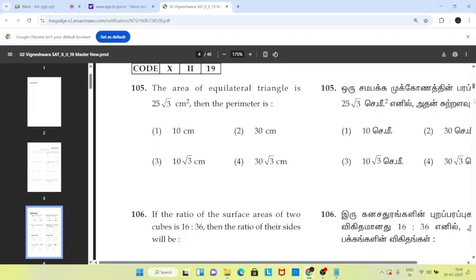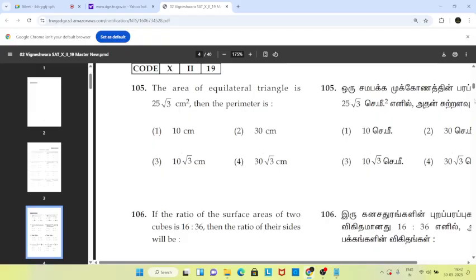The area of an equilateral triangle is 25 root 3 centimeter square. Then the perimeter is? So what is the formula for the area of an equilateral triangle? Root 3 by 4 a square. Very good. Root 3 by 4 a square is equal to 25 root 3. Then what is a?